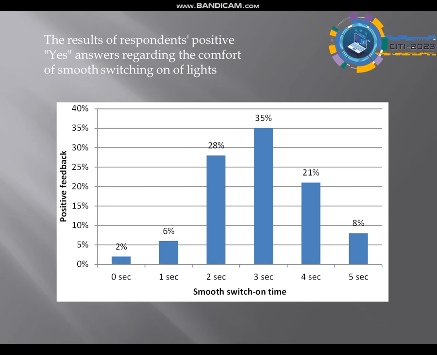As can be seen from the survey results, the most positive response was given to the switch on time of 3 seconds. However, in the case of rooms where the speed of movement of people will be higher, the switch on time can be reduced to 2 seconds.